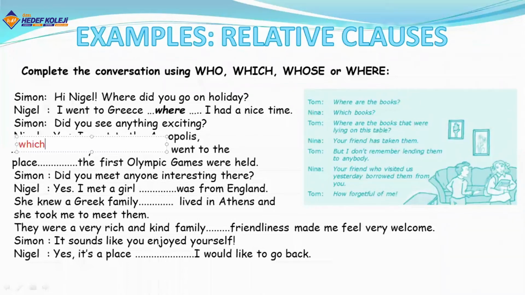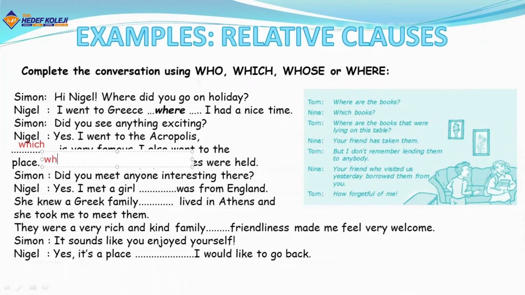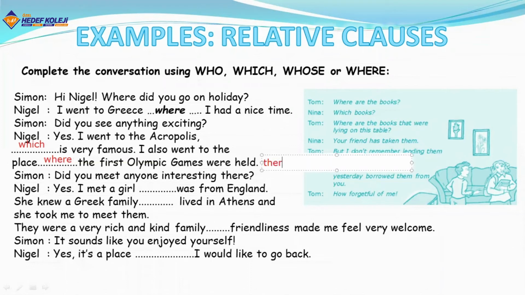So, which is correct for this blank? I also went to the place where the first Olympic Games were held. Held orada düzenlenmek anlamında. İlk olimpik oyunlarının düzenlendiği yere gittim. Orada düzenleneceği için where. I can use there at the end of the sentence. So it gives us a clue about using where.